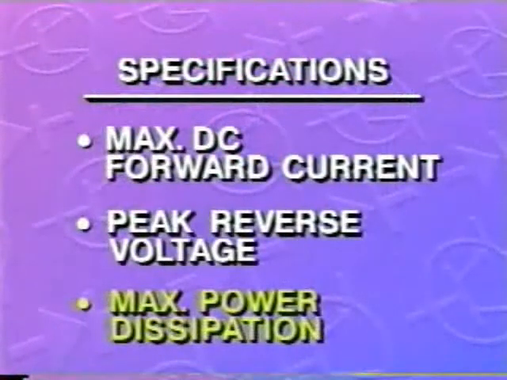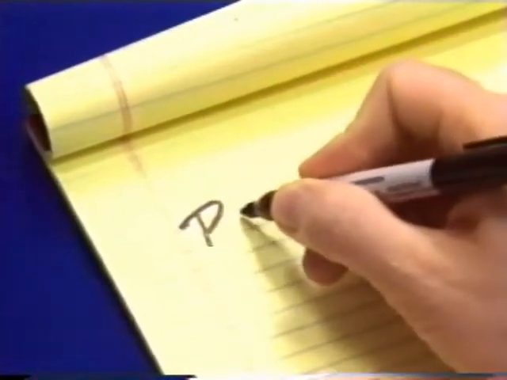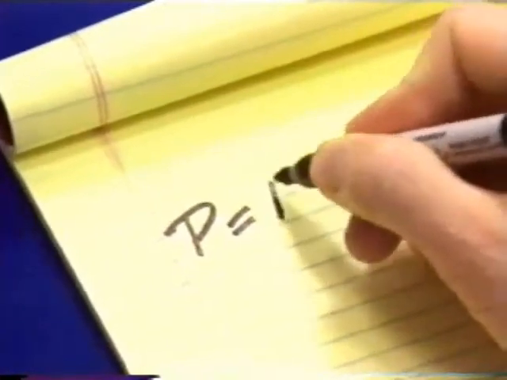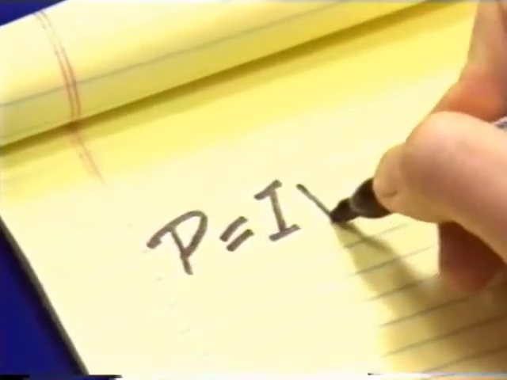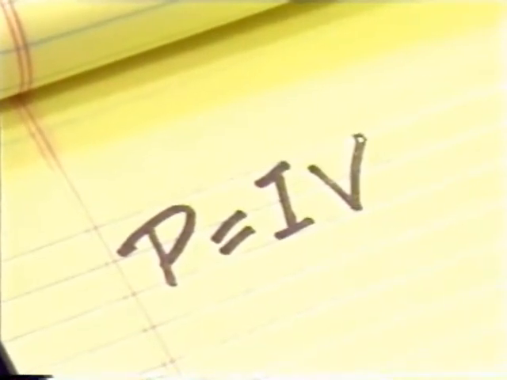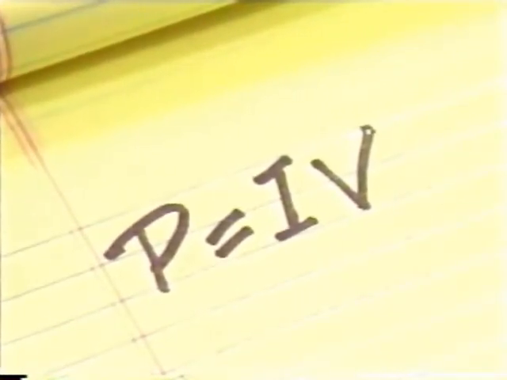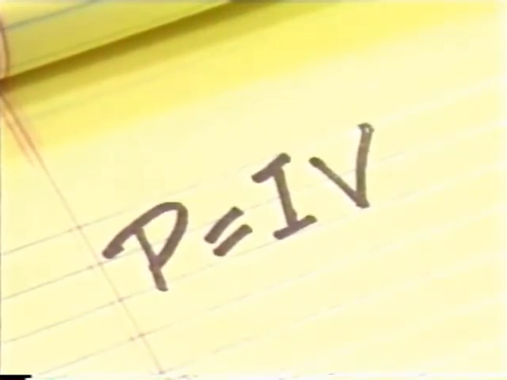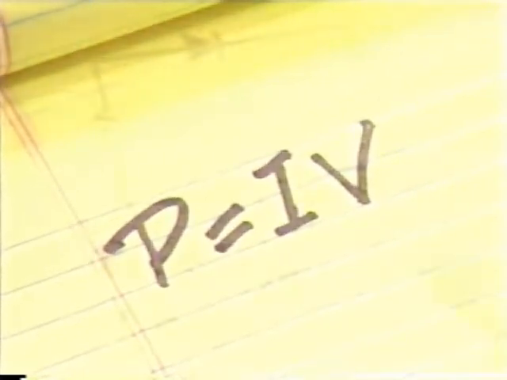A third specification is the maximum power dissipation. This can be understood by recalling the power formula P equals I times V. The power dissipation of a diode is the product of its voltage and current at any moment in time. The listed specification should not be exceeded. If it is, the diode will burn out.